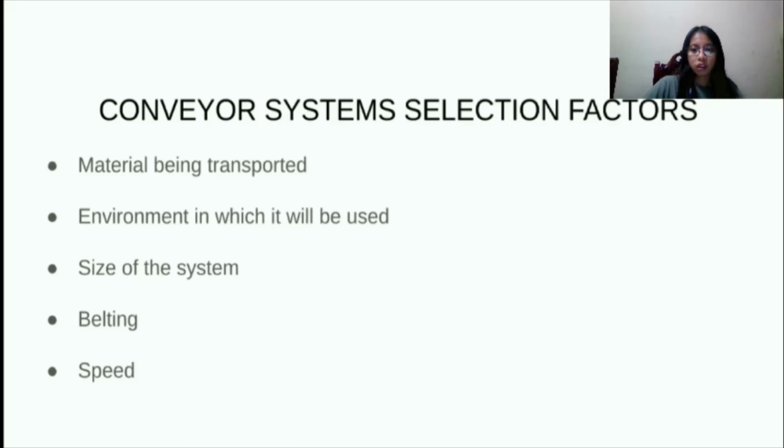Conveyor system selection factors. First, you need to consider the material being transported, whether the objects you will transport in your conveyor are light or heavy. Second is the environment in which it will be used. Third is the size of the system, its width and length. Fourth is the belting, and lastly is the speed of the conveyor, like how much it needs to accumulate at a time or how long it takes to sort the items.